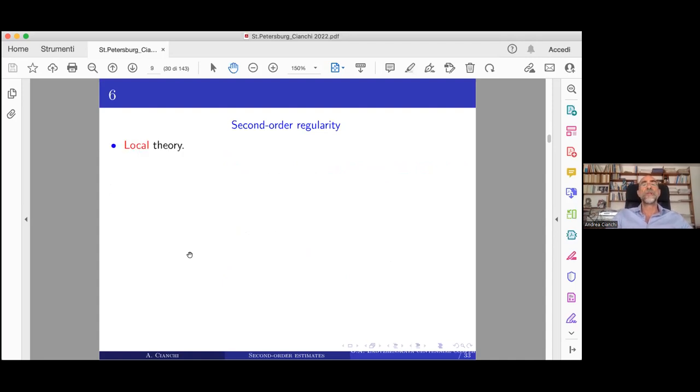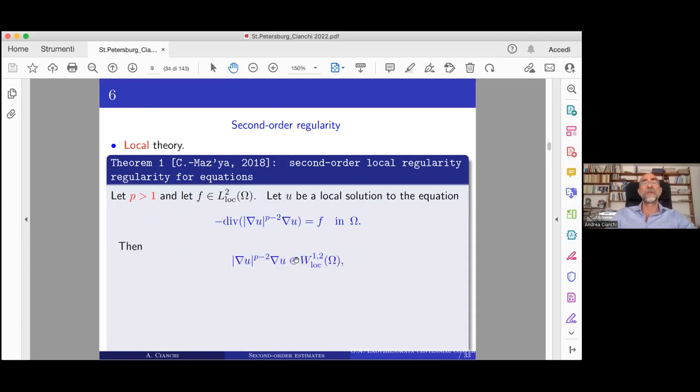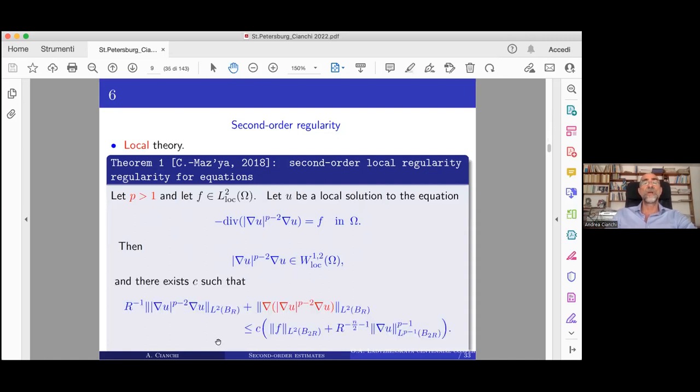Now, let me be more precise, and let me start with what we can say about the local regularity theory for this problem. And this goes back to this paper of mine with Vladimir Maz'ya, which tells you that if p is any exponent larger than one and the right-hand side is in L2, and we have a local solution to this p-Laplacian type equation, then as I said, this expression under divergence is in fact a Sobolev function, at least locally. And we have a local bound in terms of balls and double balls on the right-hand side.